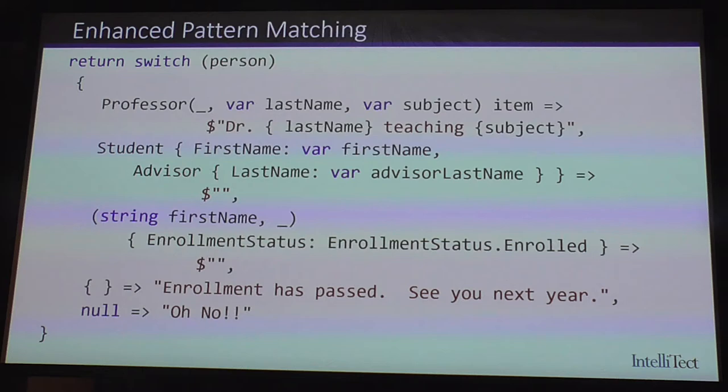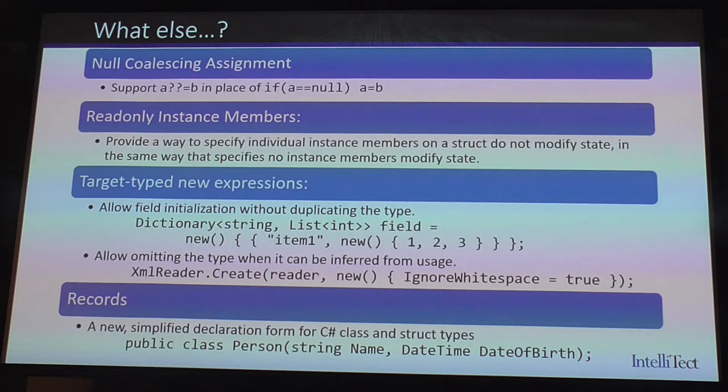I'm going to keep going. These are some other ideas. Again, we're looking at some other kinds of scenarios, like null coalescing assignments, target type new expressions, and records. I think these are fairly unlikely, but I'm not on the team. But if you would like one, it is open source.